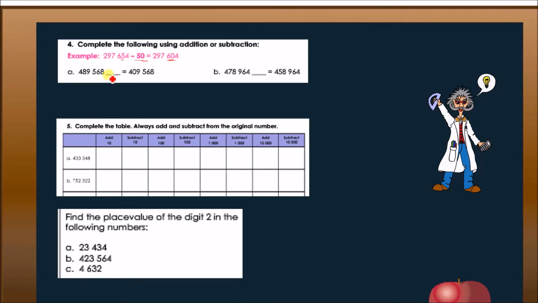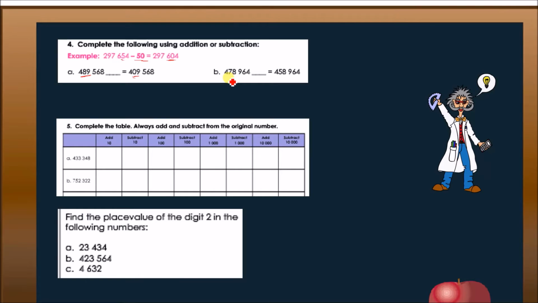Good. Let's have a look at this one. I have 489,568, and I want to bring it down to 409,568. Again, this 8 here must become a 0, so I must take 8 away, but it's in the 10,000s position, so it will have to be 80,000.